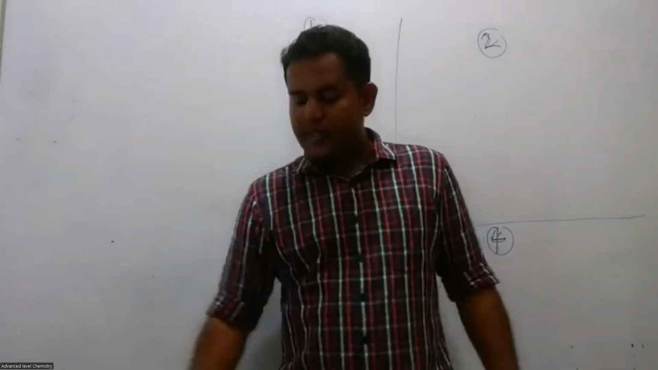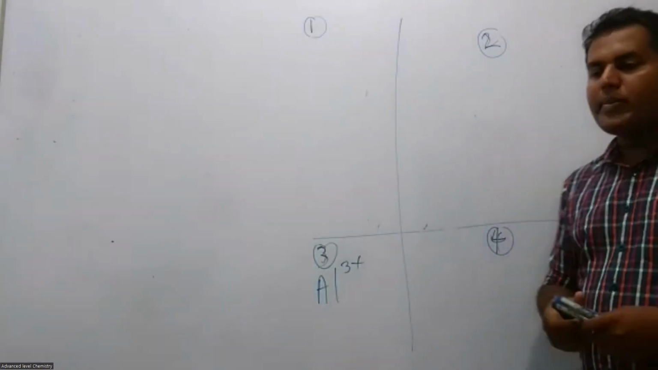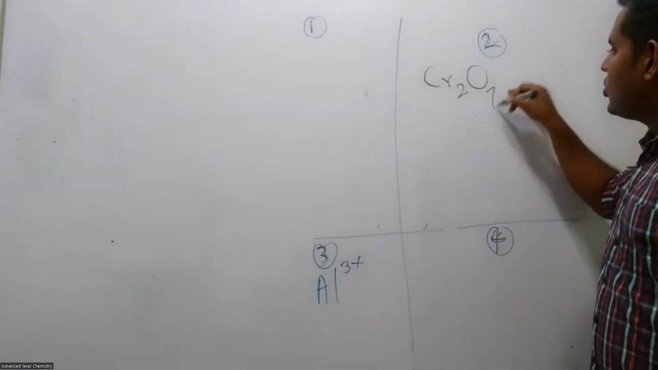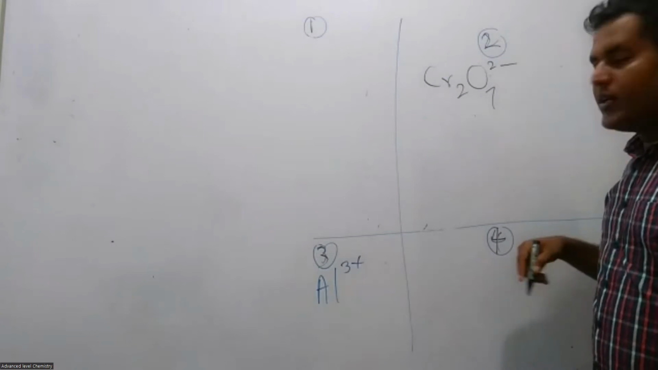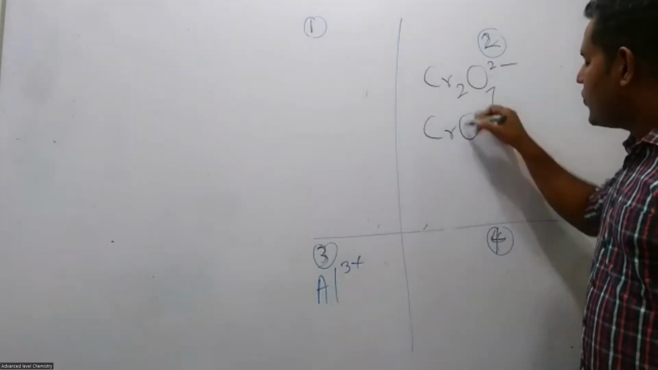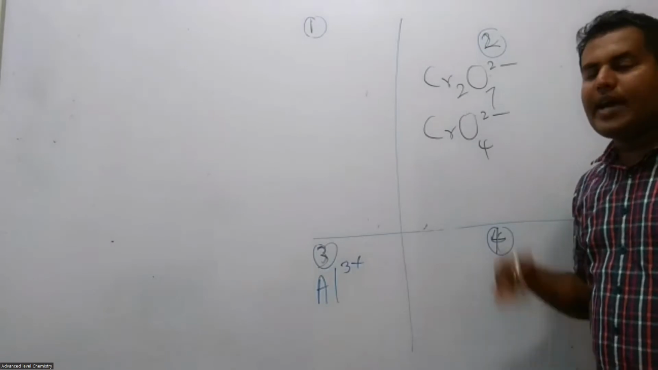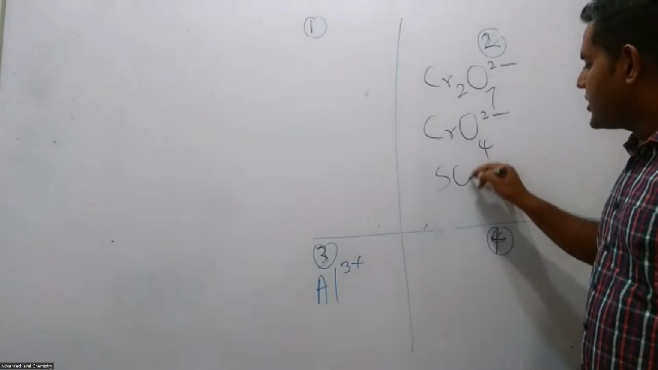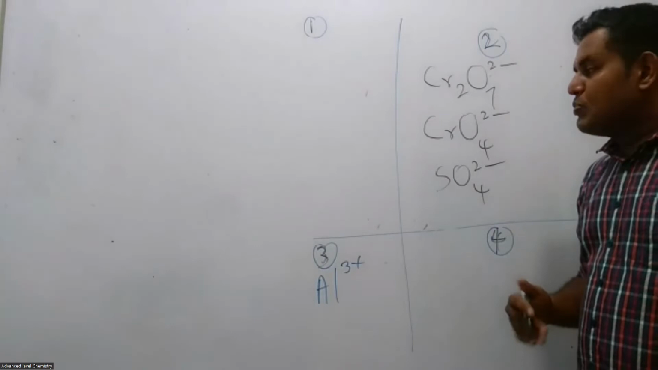Dichromate means two chromiums, so that would be Cr2O7 2 minus. As it is 2 minus, I am putting it under group 2. Chromate means CrO4 2 minus. You can have a valency table like this. I told you sulfate means SO4 2 minus. Not only this, we write a large content.